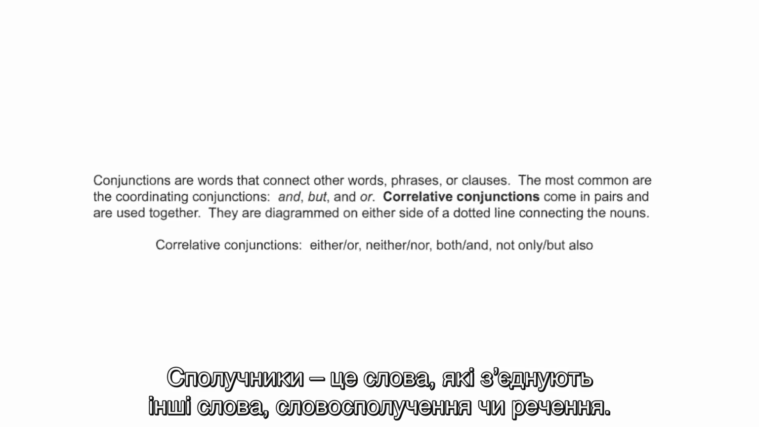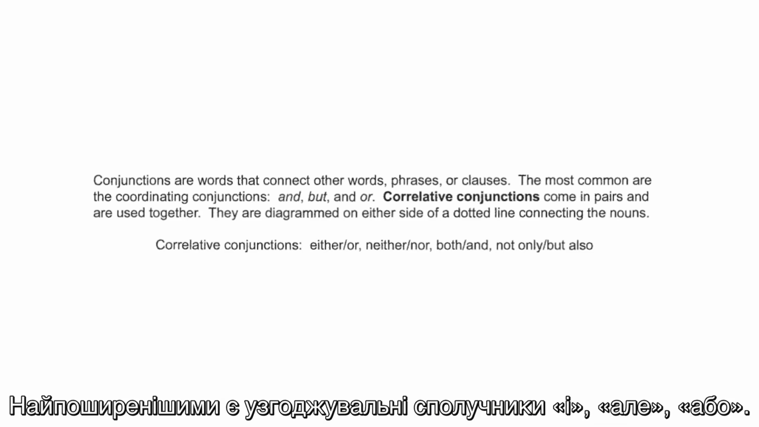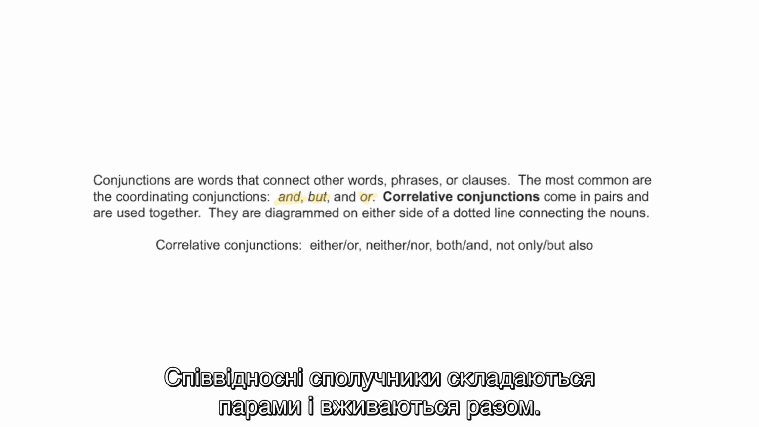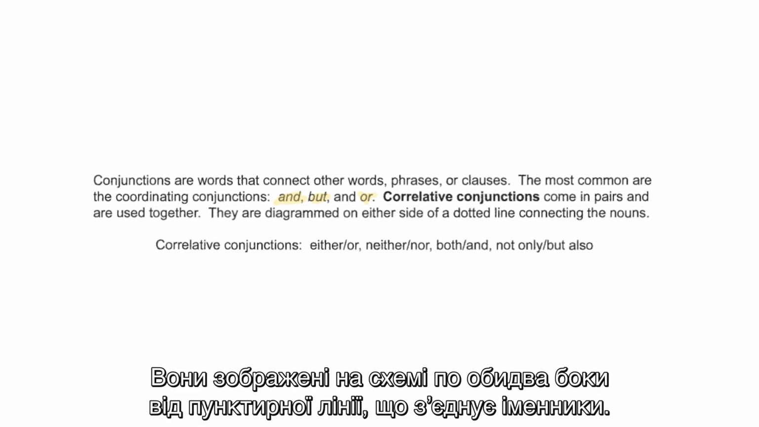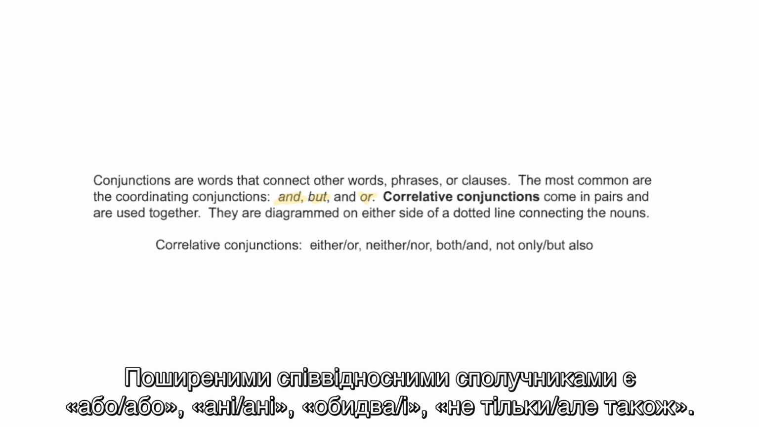Conjunctions are words that connect other words, phrases, or clauses. The most common are coordinating conjunctions: and, but, and or. Correlative conjunctions come in pairs and are used together. They are diagrammed on either side of the dotted line connecting the nouns. Common correlative conjunctions are either/or, neither/nor, both/and, not only/but also.